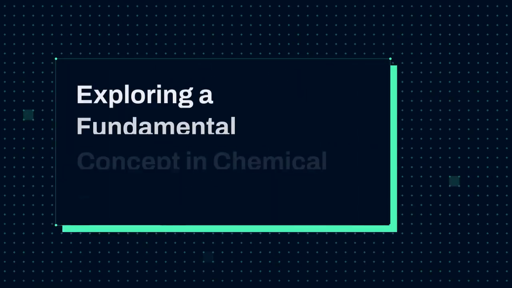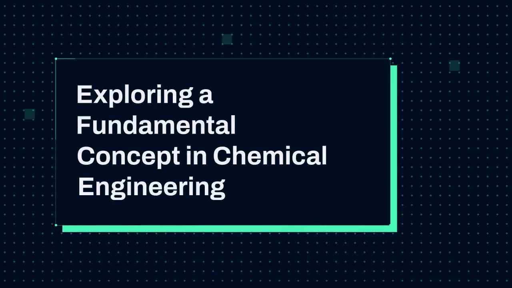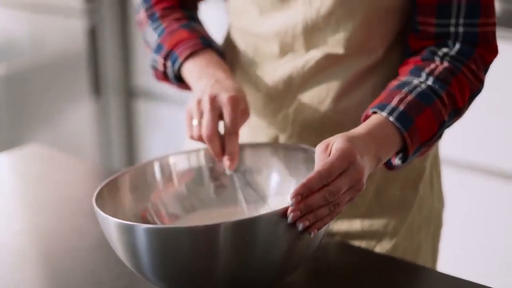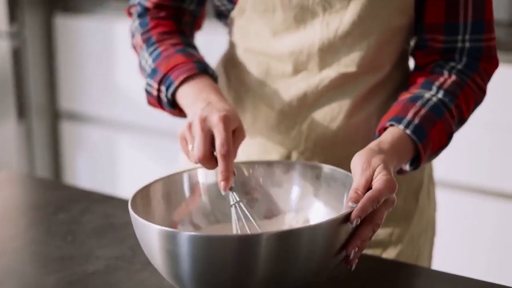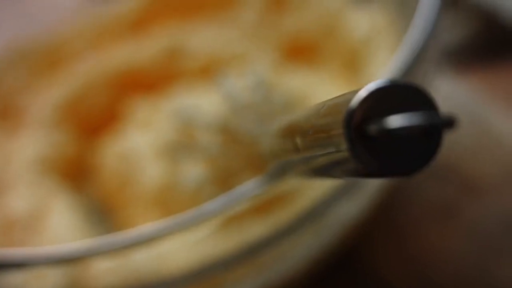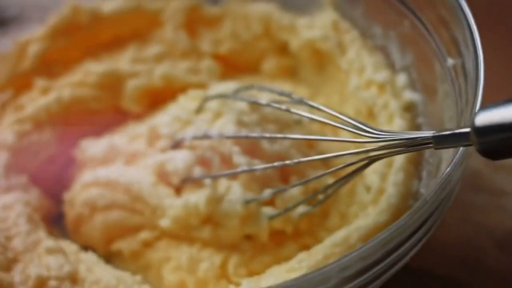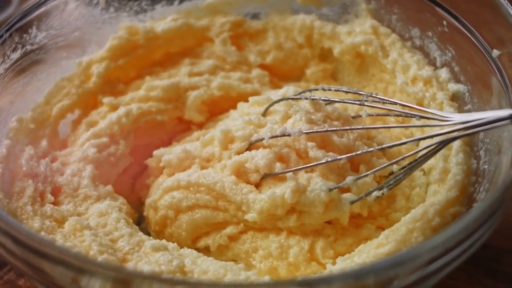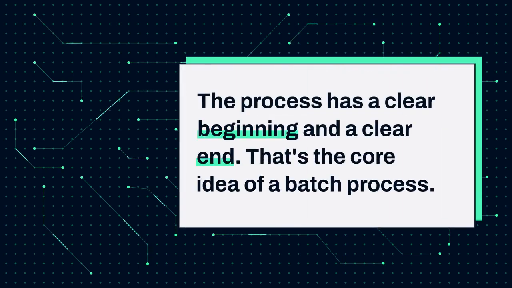Hello everyone, and welcome. Today, we are going to explore a fundamental concept in the world of chemical engineering, the batch process. You might wonder what that is, and the easiest way to understand it is to think about baking a cake. You gather all your ingredients, put them in a bowl, mix them, and bake them. Once the cake is done, you take it out. The process has a clear beginning and a clear end. That's the core idea of a batch process.